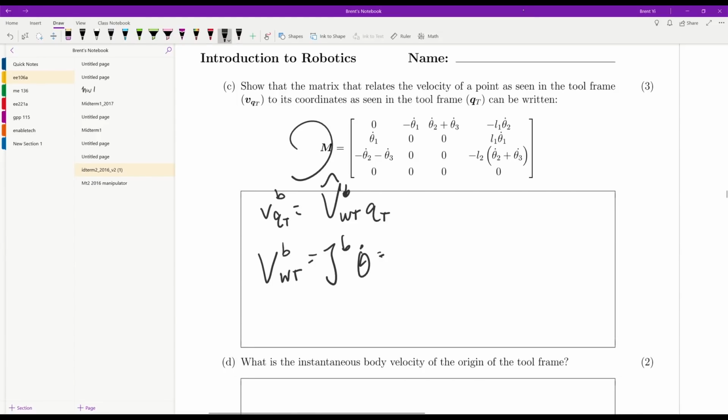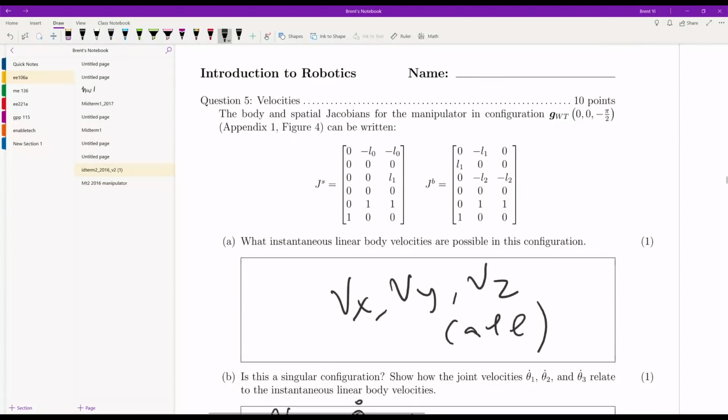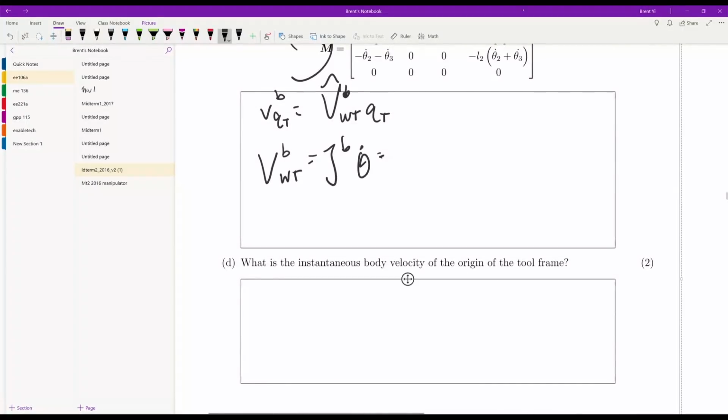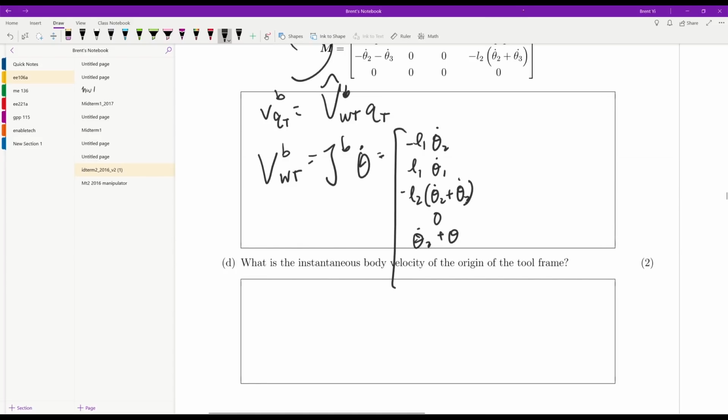And to do that, we are just taking a linear combination of these 3 columns, each scaled by their respective joint velocities. So this first twist is scaled by theta 1 dot, the second twist is scaled by theta 2 dot, and this third twist is scaled by theta 3 dot. And if we compute that, we should get negative L1 theta 2 dot, L1 theta 1 dot, negative L2 (theta 2 dot plus theta 3 dot), 0, theta 2 dot plus theta 3 dot, and then theta 1 dot.